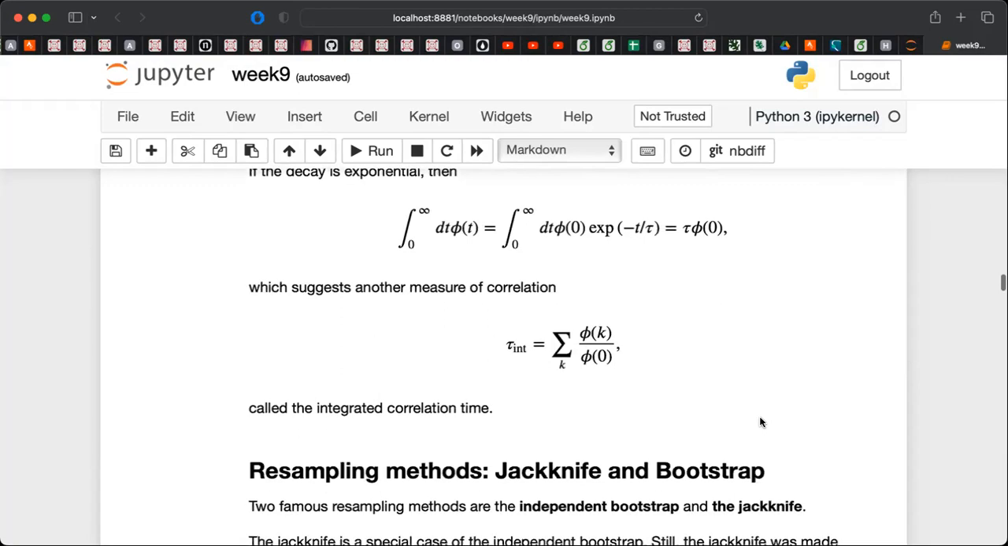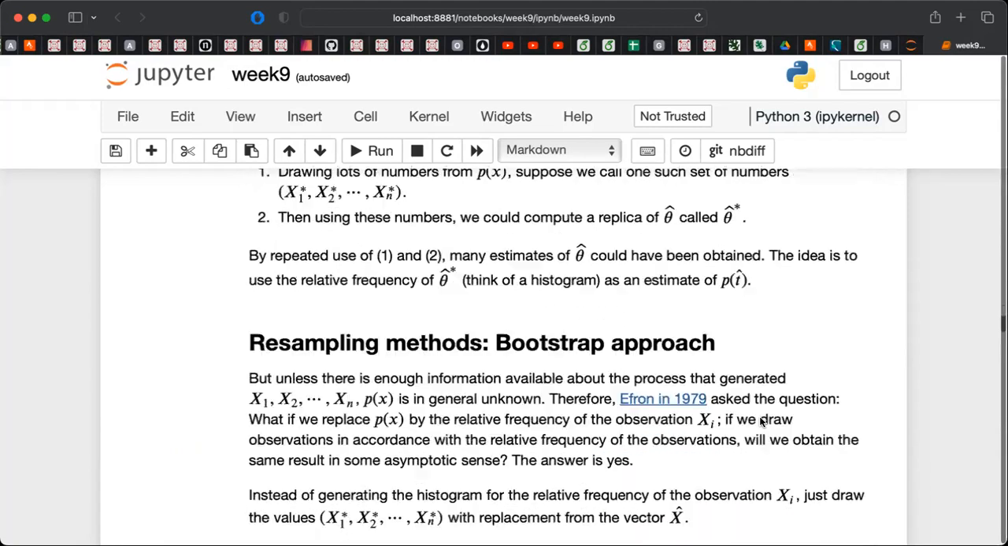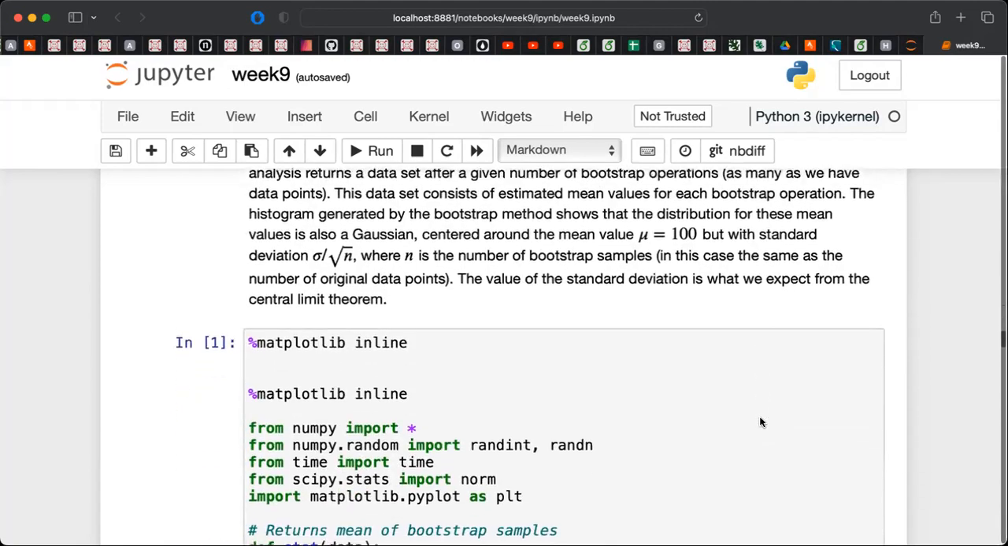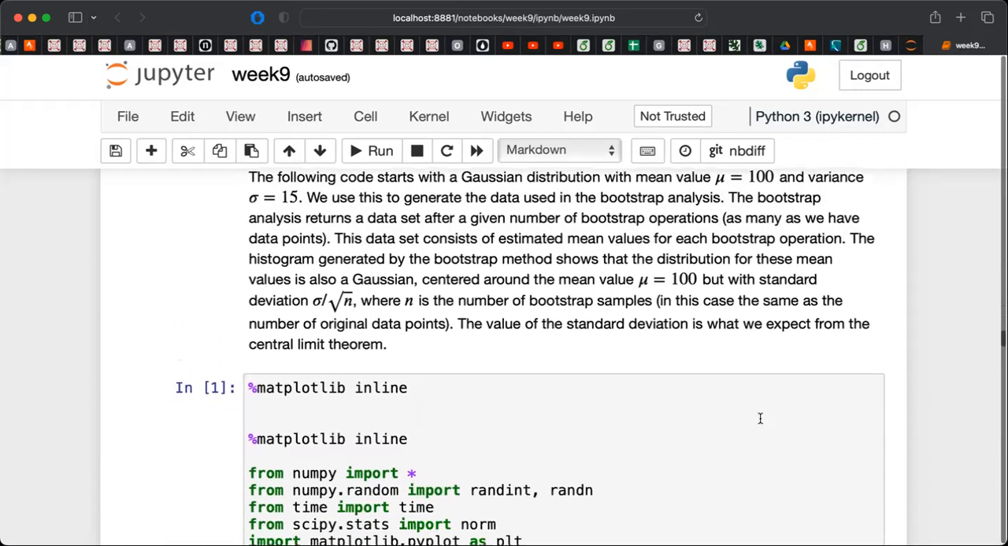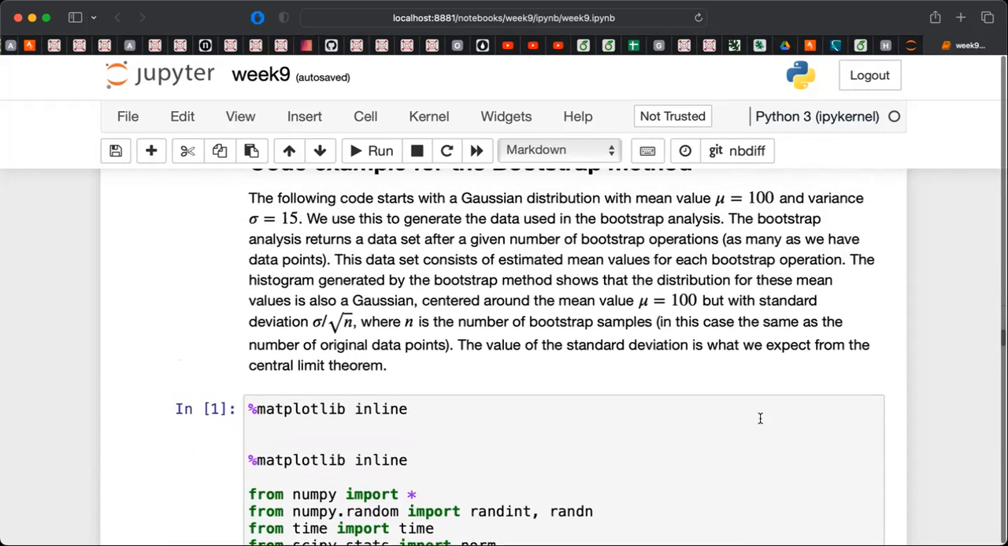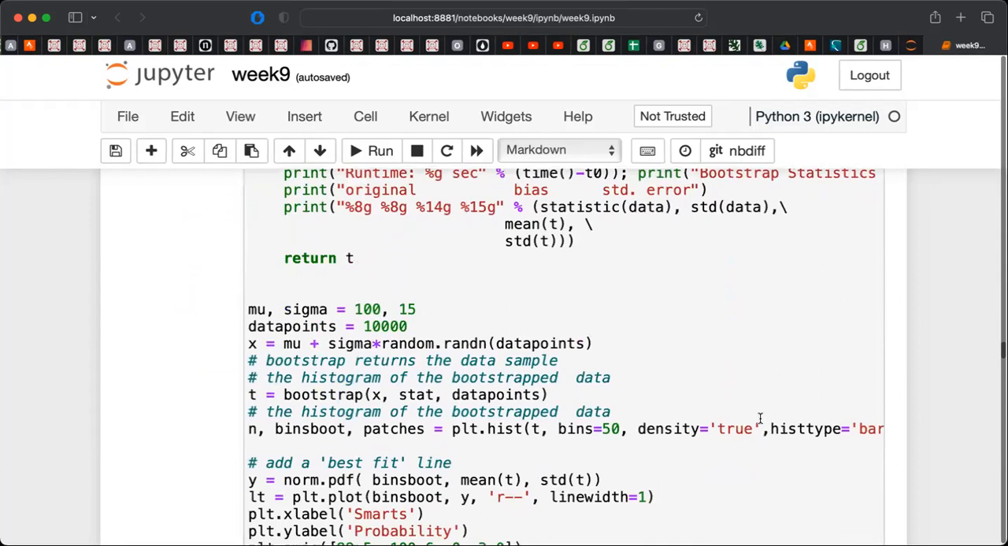So if we go back to the resampling techniques, I'm not going to discuss the Bootstrap because many of you have seen that before, and you can just look it up here. What I've done here, as a simple example, is a demonstration of the central limit theorem. I produce a bootstrapped result where I start with a normal distribution with a mean value of 100 and a standard deviation sigma of 15. And then I generate 10,000 data points.